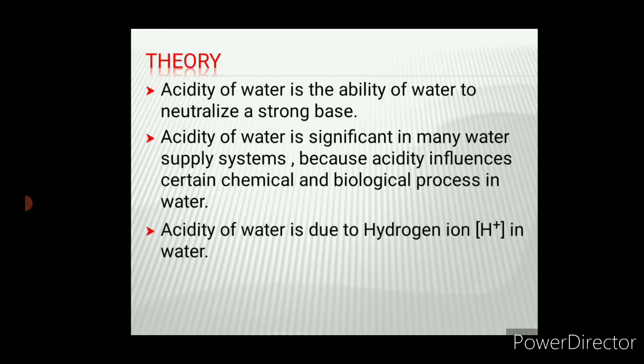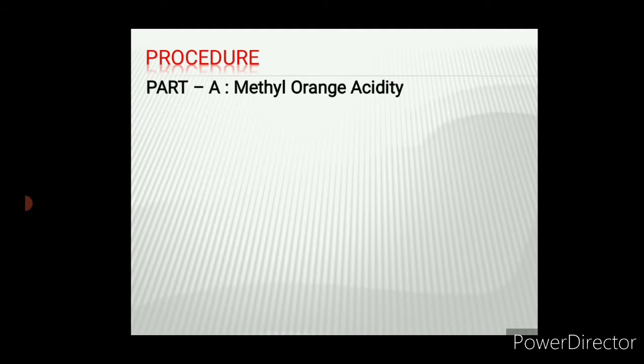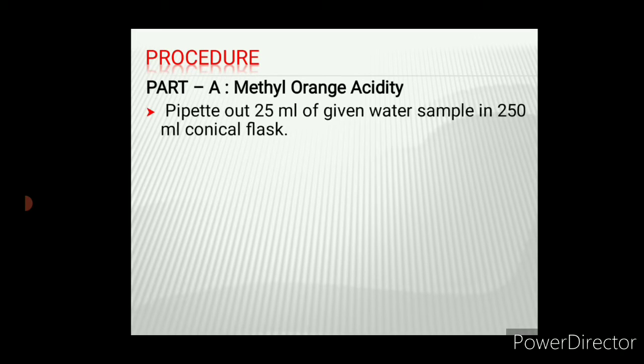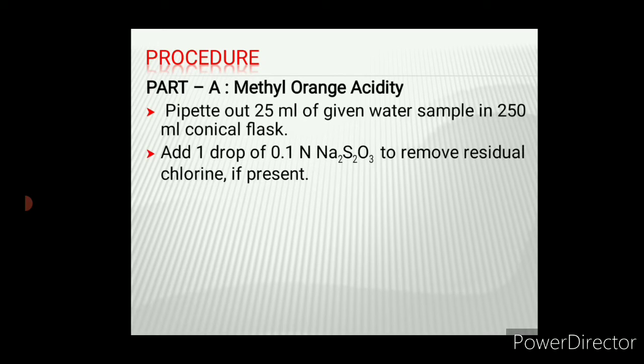Now the given water sample has two types of acidity in it. One is methyl orange acidity, the second one is phenolphthalein acidity. So let us move towards the procedure. First part, methyl orange acidity. Pipette out 25 ml of the given water sample into a 250 ml conical flask. Add 1 drop of 0.1 N sodium thiosulfate to remove residual chlorine if present. After that, add 2 to 3 drops of methyl orange indicator.